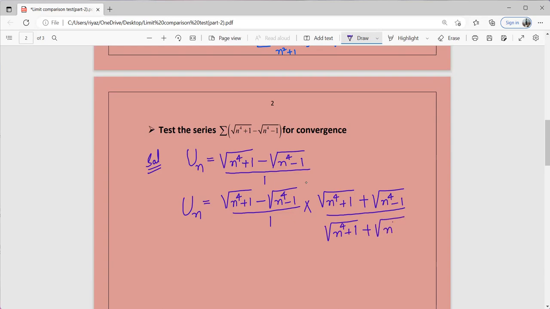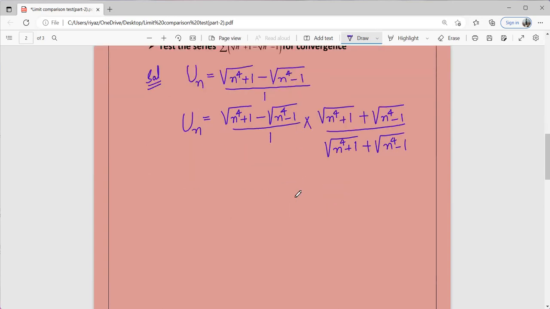The question we are going to discuss here, did you do these questions in your classroom? Yes sir, I think so. Un is equal to, now you see it is in the format of a minus b into a plus b.